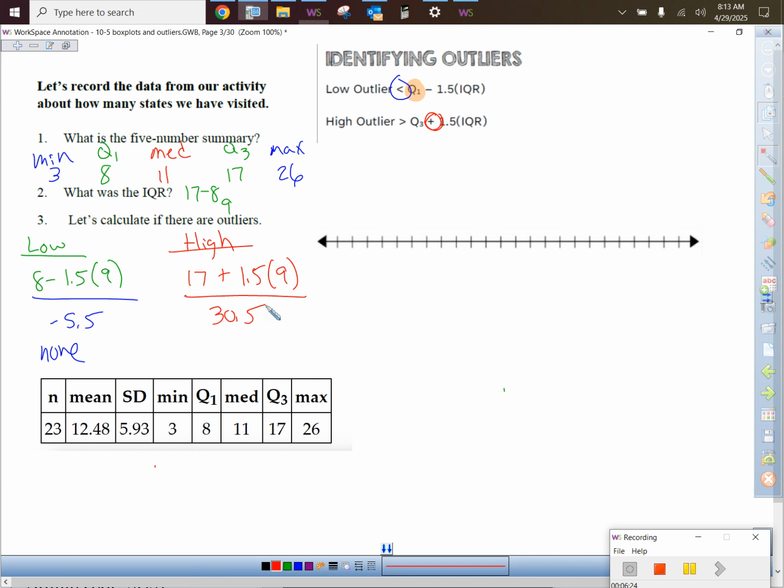So my question is, do we have a high outlier in this case? The highest was 26. Is it an outlier? Nope, so we have none. Are we cool with that? Well, what I want to do now is make a box and whisker plot of this. So we're going to use the 5-number summary to make that box and whisker plot.